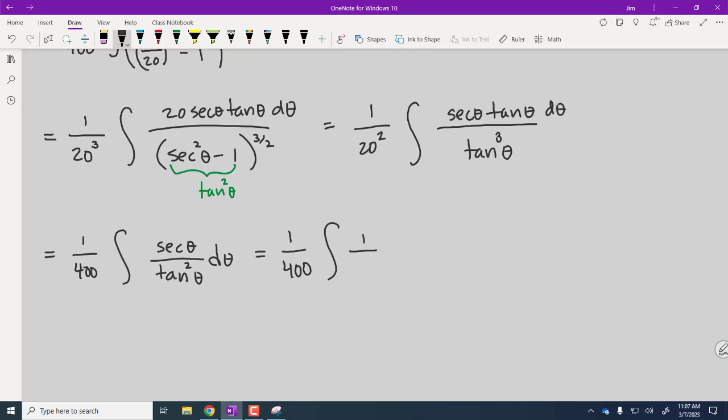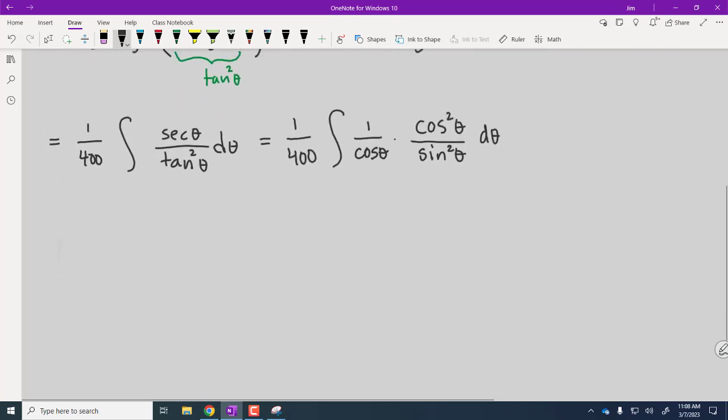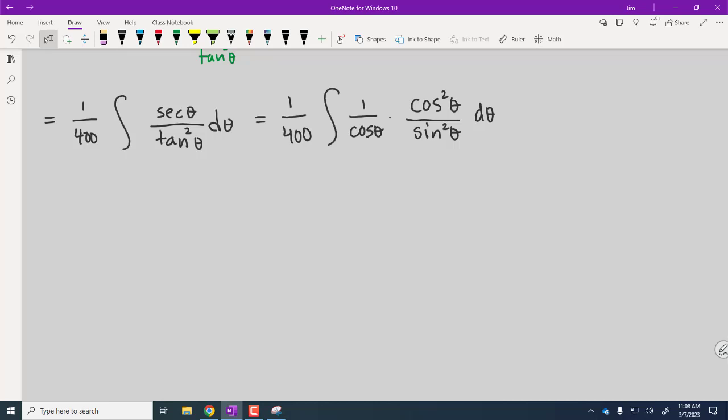So if we convert to sines and cosines, I'll write secant as 1 over cosine. Tangent squared in the denominator is really a cotangent squared. So that's going to be this. And a single cosine cancels. So we're going to have cosine of theta d theta, sine squared in the denominator.